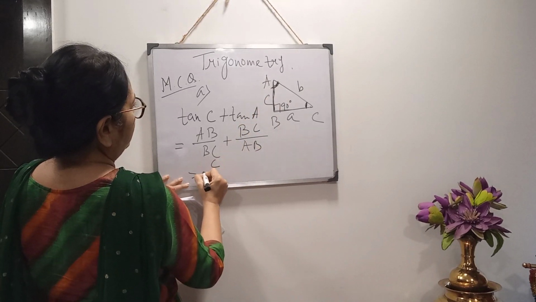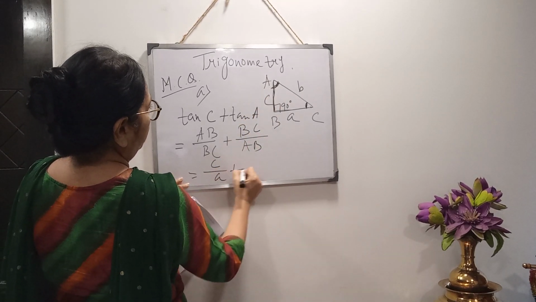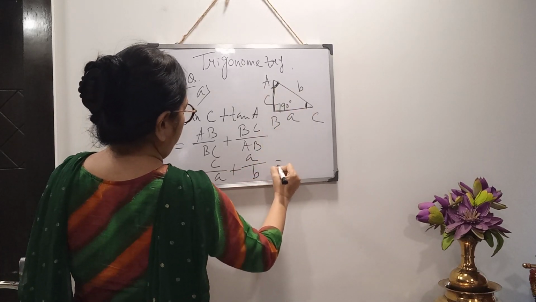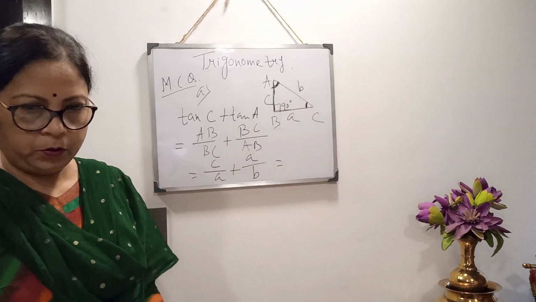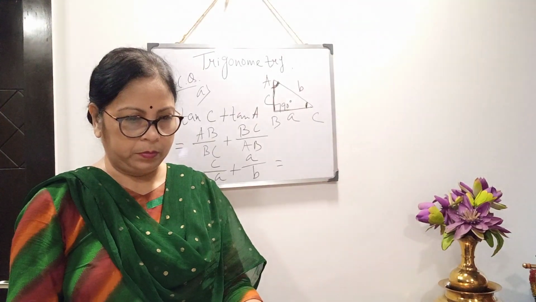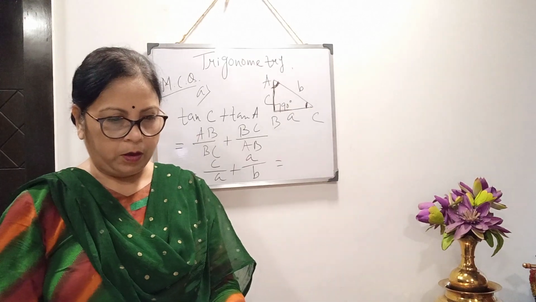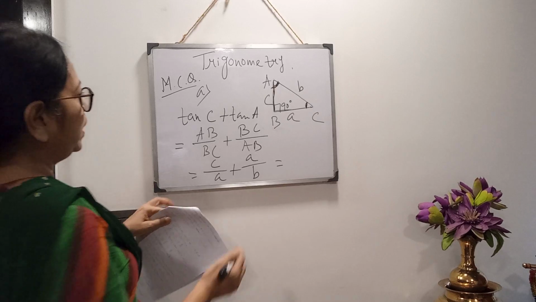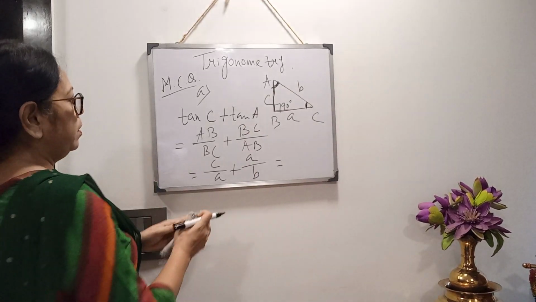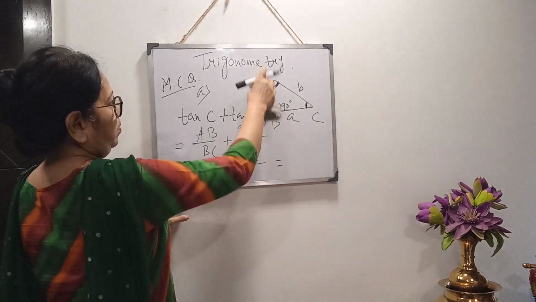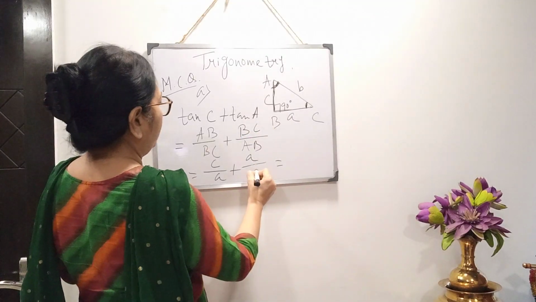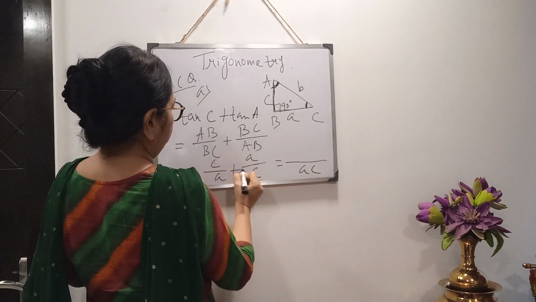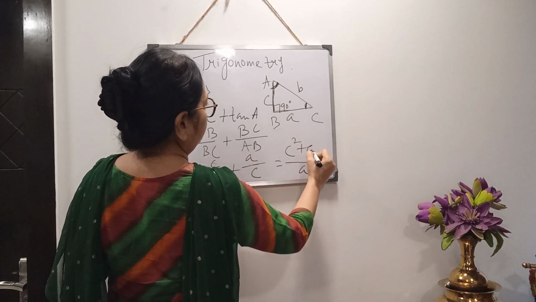Now AB means C and BC means A, given. So we have to find out which option is correct. Sorry, AB is C, not B. AB is C. Now we have to take the LCM: AC, then C square plus A square.